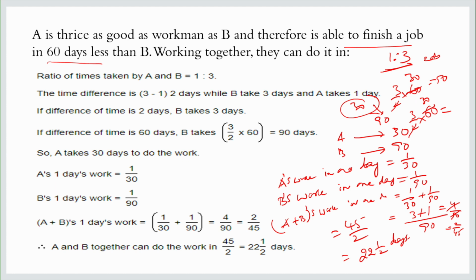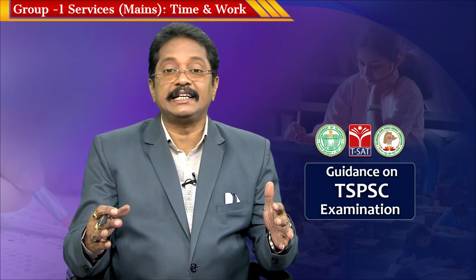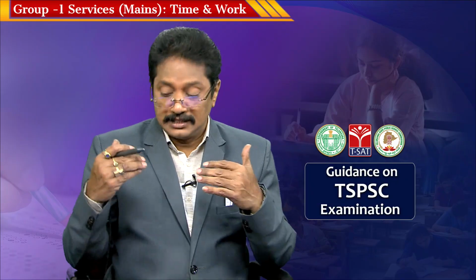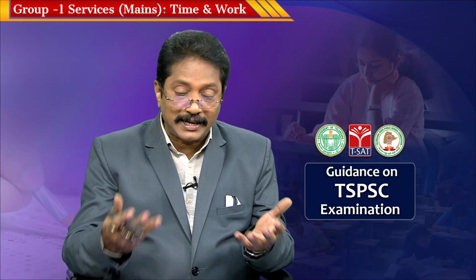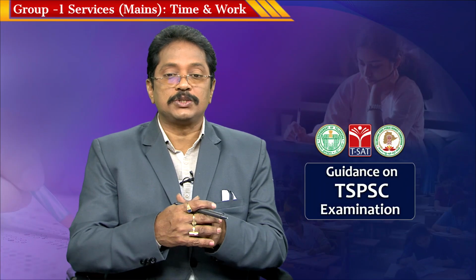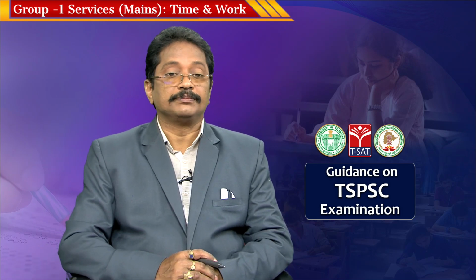So, from this you find that A can do the work in 30 days, B can do the work in 90 days. A's work in 1 day is 1 by 30 and B's work in 1 day is 1 by 90. So, A plus B's work in 1 day is 1 by 30 plus 1 by 90. On simplification it is 2 by 45, or A and B together can do the work in 45 by 2 days, of course 22 and 1 by 2 days. Is that clear? Okay. Now, shifting to the next question.